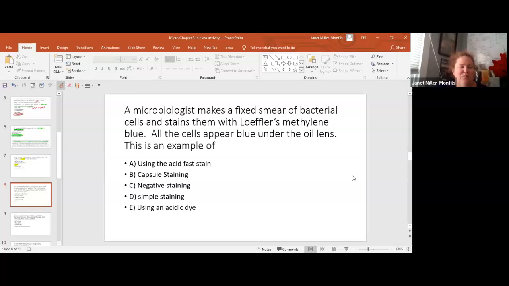So I would look at a table in your book that talks about different types of staining techniques and why you'd want to use them. But methylene blue is a pretty simple stain.